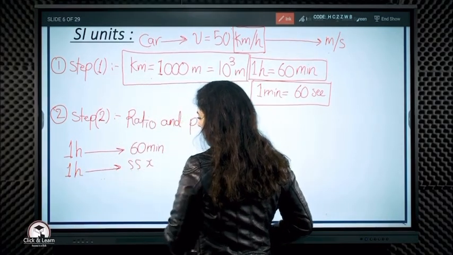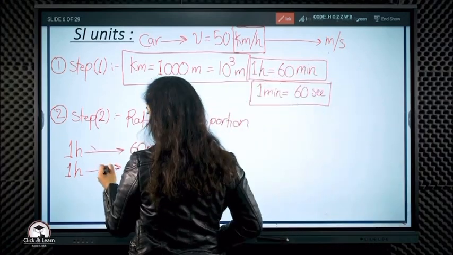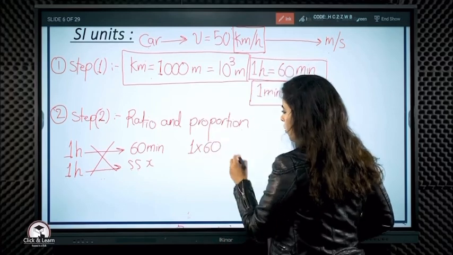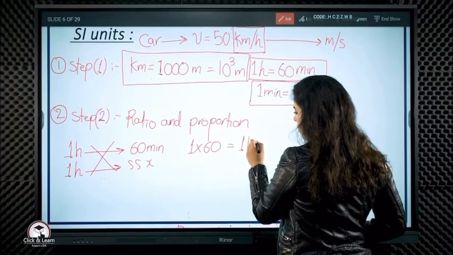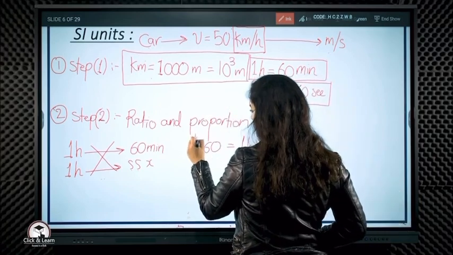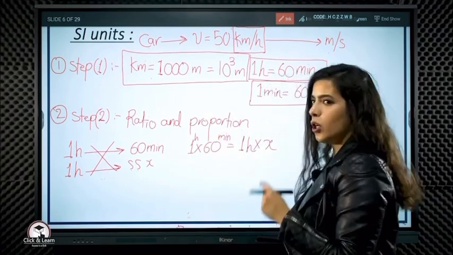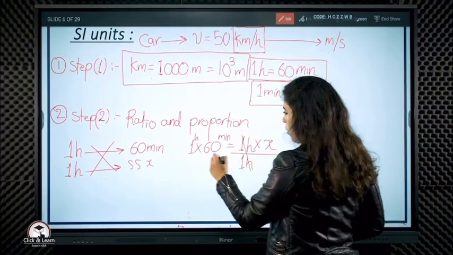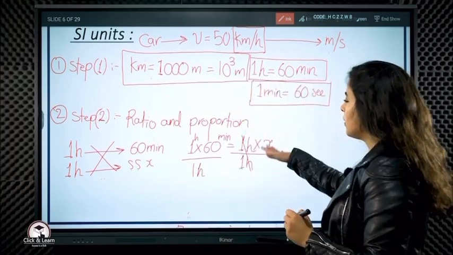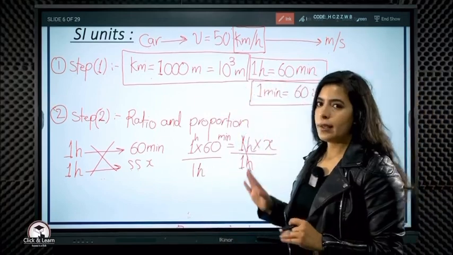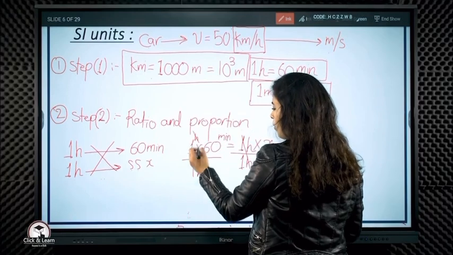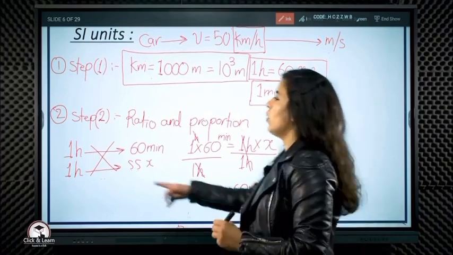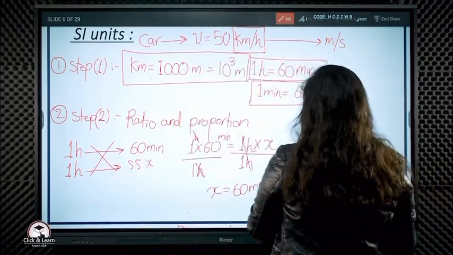So definitely, you have to catch it quickly. It's going to be equal to the cross product: 1 multiplied by 60 equals 1 hour multiplied by x. You have to mention or put the units beside each number. So I'm going to divide over 1 hour, because I want to get rid of all the numbers around the unknown. It is our mathematics rule. Hour with hour is going to cancel each other, so x is going to be equal to 60 minutes. So 1 hour equals 60 minutes.